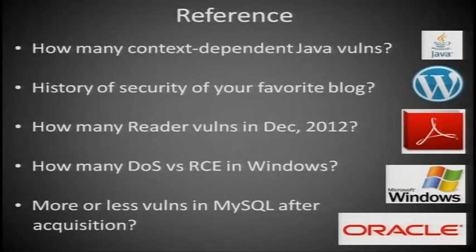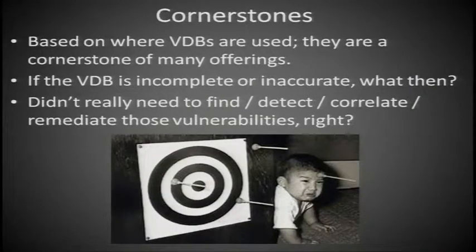Vulnerabilities are pretty much factual. There are X amount of vulnerabilities out there at any given time. Why would VDBs give you very different numbers? Since it's the cornerstone of our industry to a degree, or one of the cornerstones, if it's incomplete or inaccurate, what does that mean for us? I mean, you didn't really need to find and detect all those vulnerabilities. 70% was good, right? We don't care about the other 30% anymore.